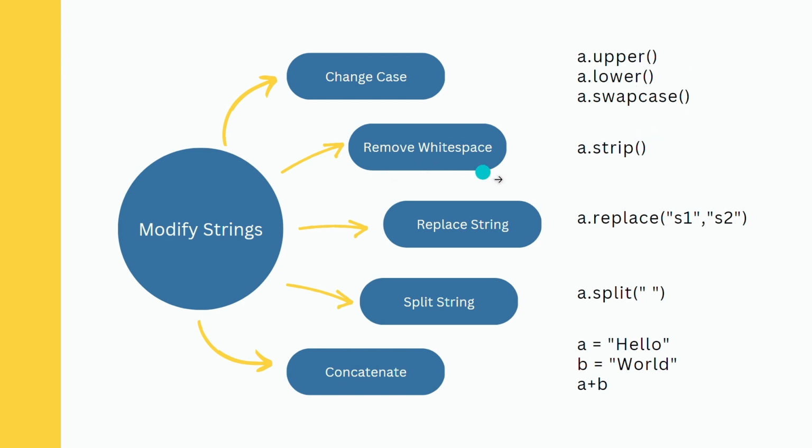Now to remove white spaces. If you want to remove white spaces from your string from the beginning and or the end, you have to use the function strip, which is the syntax a dot strip, where a is the variable your string is stored in.